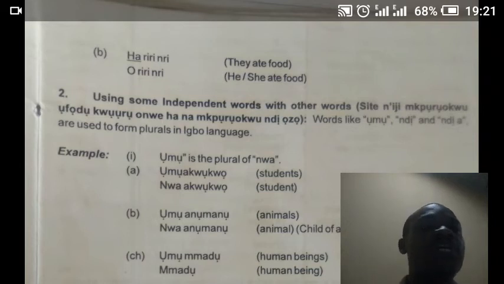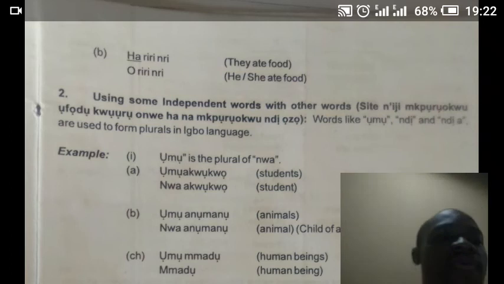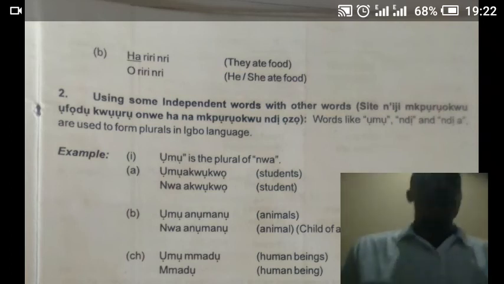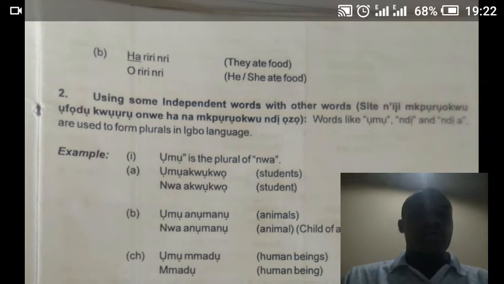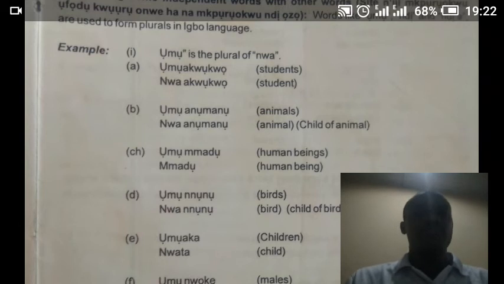Now let's look at using some independent words with other words. That means site n'iji mkpụrụ okwu ụfọdụ kwụrụ onwe ha na mkpụrụ okwu ndị ọzọ. We have words like ụmụ, ndị, and ndia that are used to form plurals in Igbo language. Okay, let's go further. We have examples here.